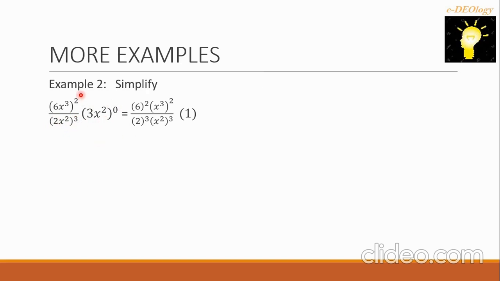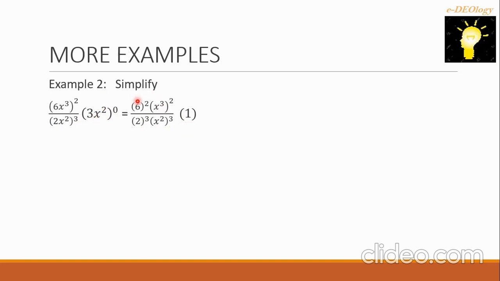For the next step, in the numerator of the fraction, the power 2 will be distributed to the 6 and to the x cubed. As you see here, the 6 is now squared, and the x cubed is also squared. In the denominator, the power 3 is distributed to the number 2 and also to the x squared. And as you see here, 2 with power 3, the x squared with power 3. For this term with everything raised to 0, this 3x squared is now consumed into a value equal to 1.